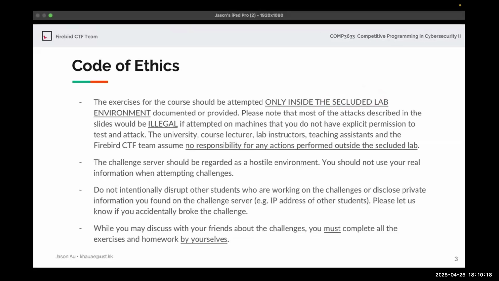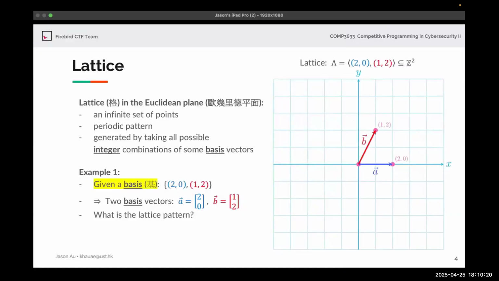Okay, so let's start. Let me introduce a math concept. What is a lattice? A lattice is actually an infinite set of points. It contains a periodic pattern and is generated by taking all the possible integer combinations of some basis vectors. So for example, we have a basis 2, 0 and 1, 2. Then we can form two basis vectors. Vector A is 2, 0 and vector B is 1, 2. So this is in two-dimensional space, and we have this vector A and this vector B.